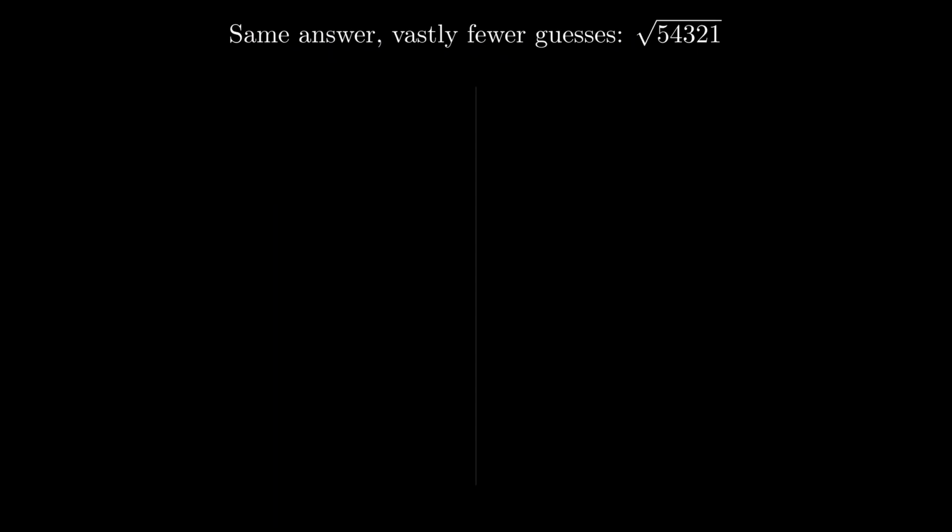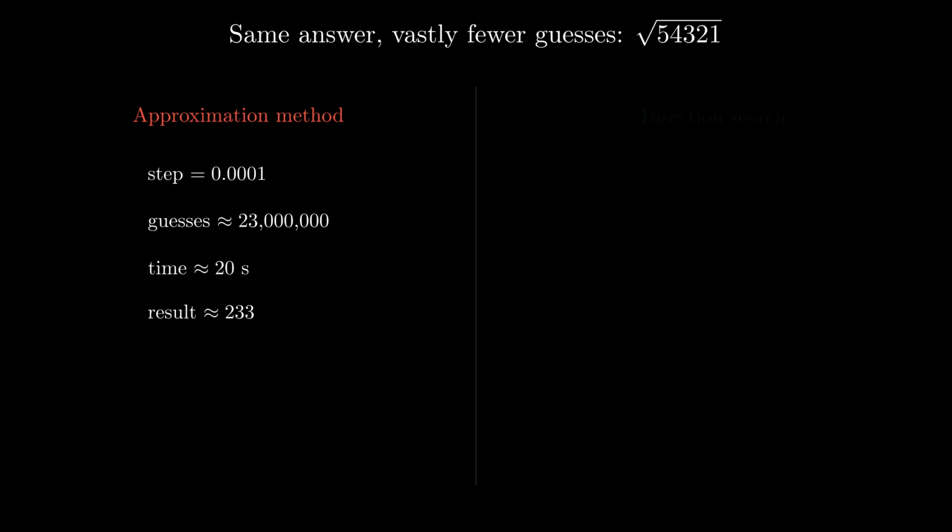Now run the real thing on 54,321. To recap, the approximation method made 23 million guesses and took about 20 seconds to get the square root, roughly 233. Bisection search returns in under a second. It didn't fail, and it gives nearly the same answer: 233.069, very close to the true square root, and it did it in just 30 guesses.